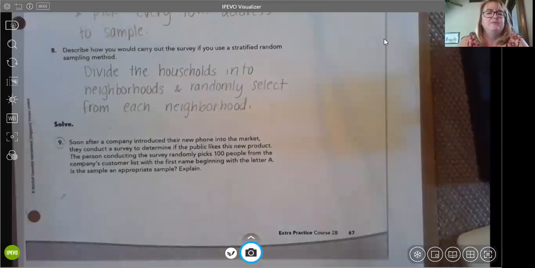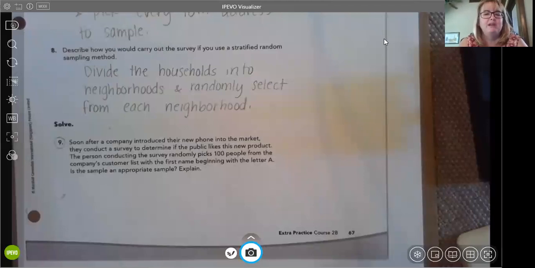They did randomly pick, but they applied that the first name needs to begin with the letter A. If we are dividing our population into groups, they need to be groups that we want to make sure, they need to be meaningful groups. So if I am looking to survey people who bought my phone, is the letter of their first name meaningful to the company? I don't know that it's meaningful.